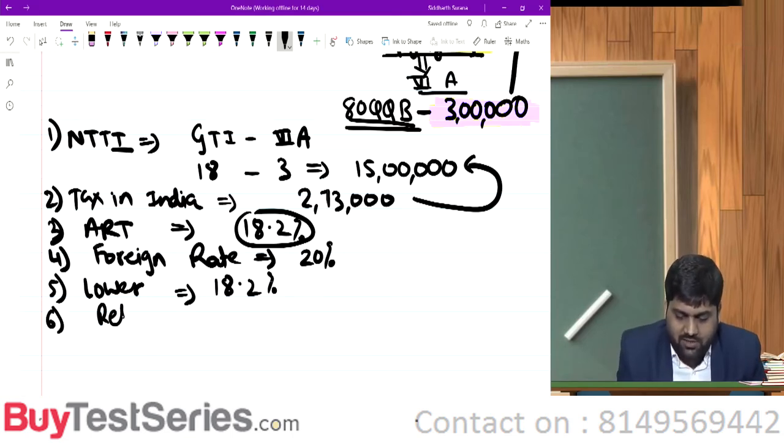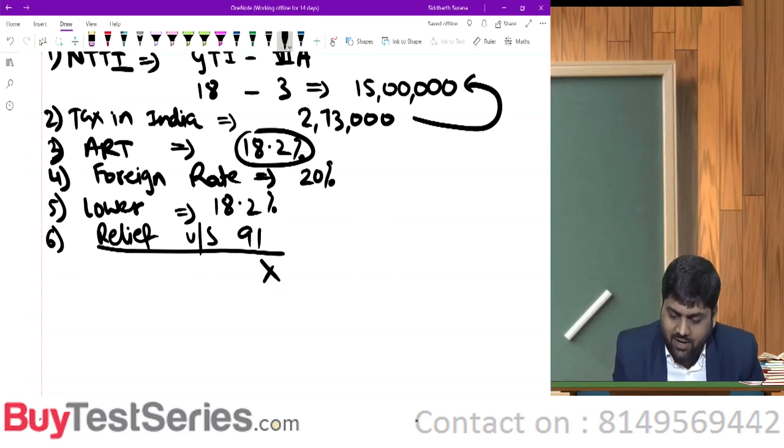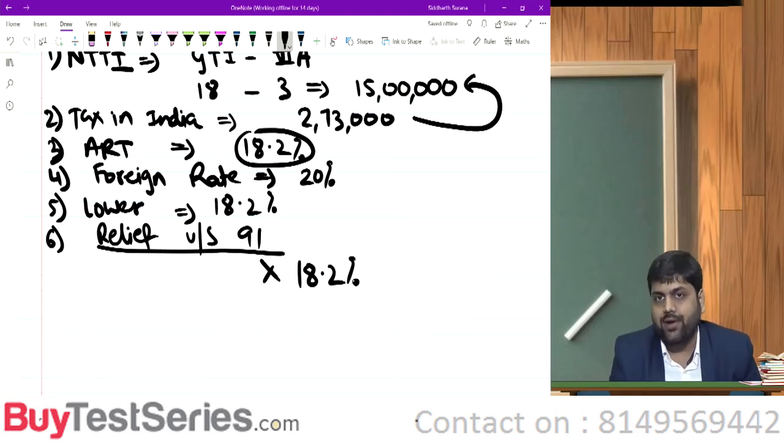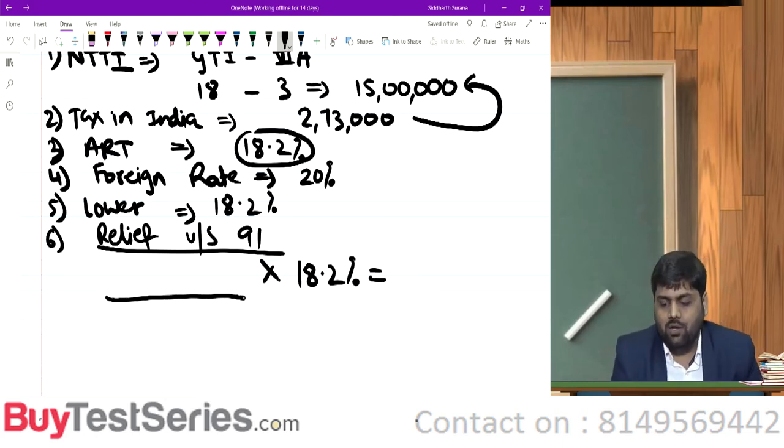Finally, we reach that stage where we have to calculate relief under section 91. In fact, we have already decided that this will be calculated at 18.2%. Relief under section 91 at 18.2%, lower of the two. You just have to decide that this 18.2% will apply on what amount? Let me give you options.